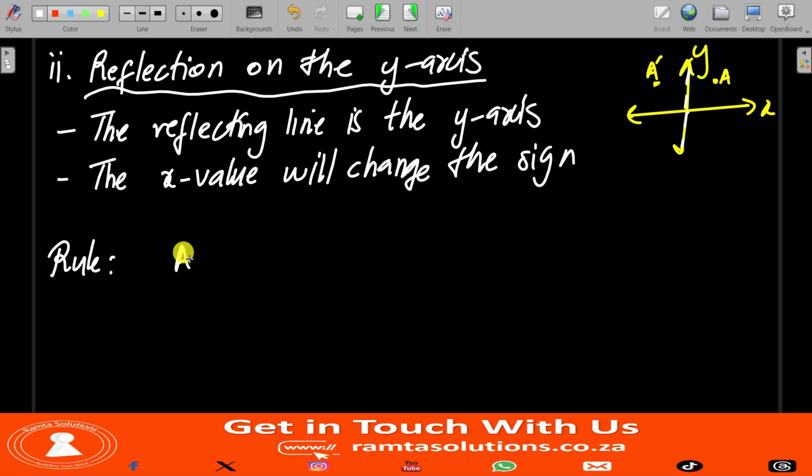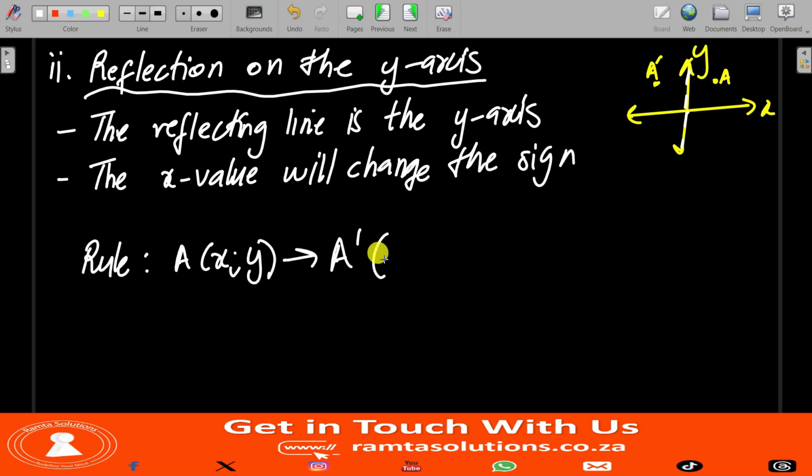Therefore, the rule here is: A, let's say it has coordinates x and y, will then become A prime. X changes the sign, remember? Negative x and y.